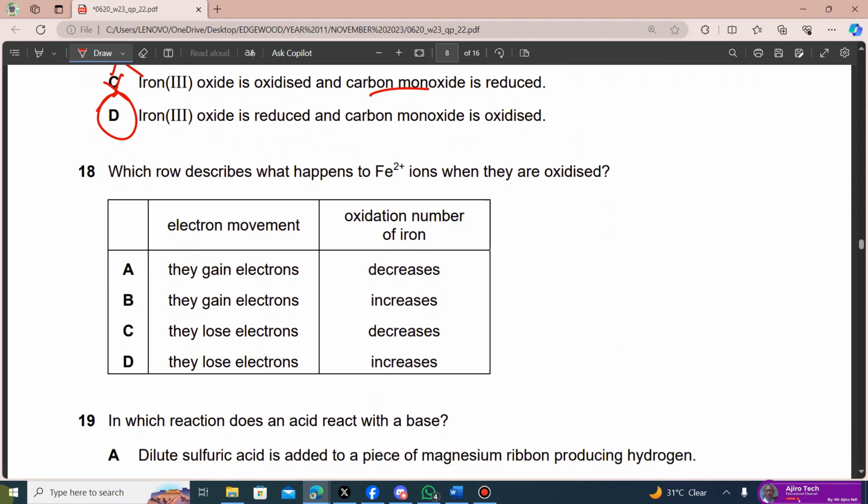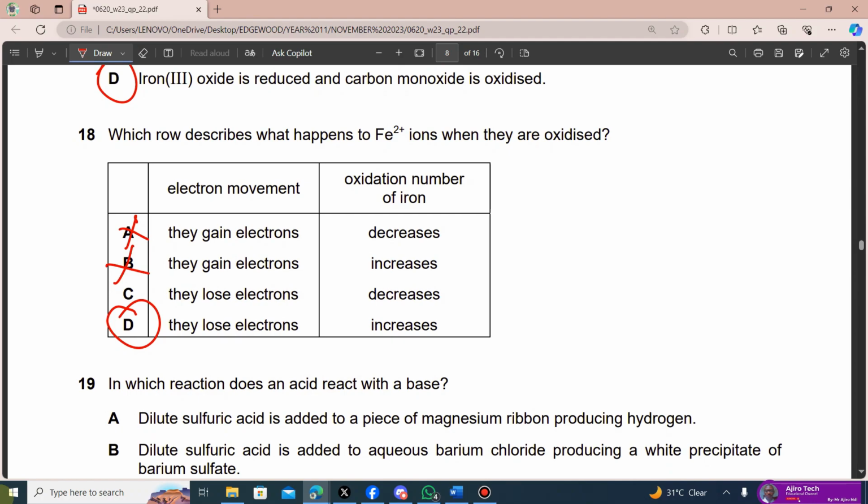So we move to question 18. Which row describes what happens to iron(II) when it is oxidized? Oxidation means loss of electrons, so gaining electrons is out. Now, when they lose electrons, what happens to the oxidation number? It increases. So D is the answer. So 18 is D. All right, we're moving forward.